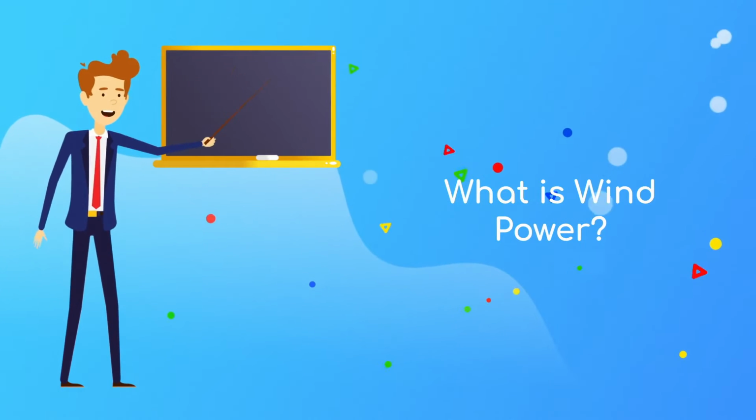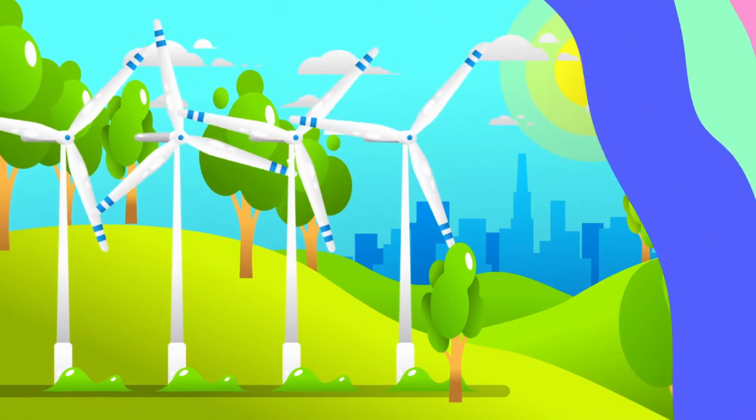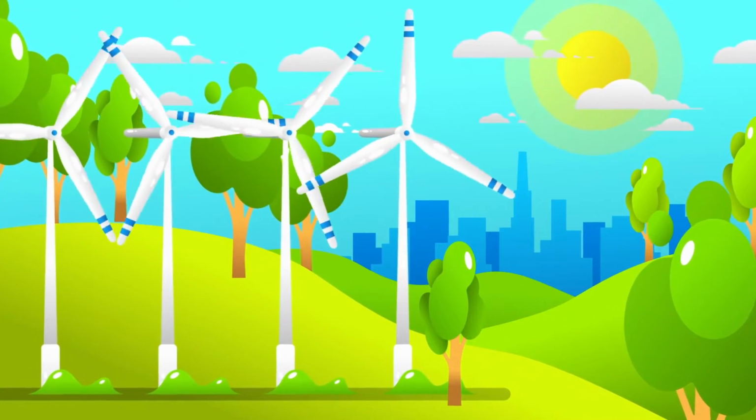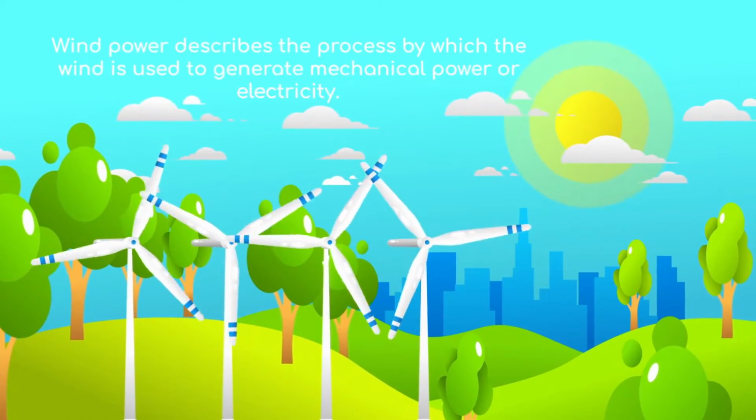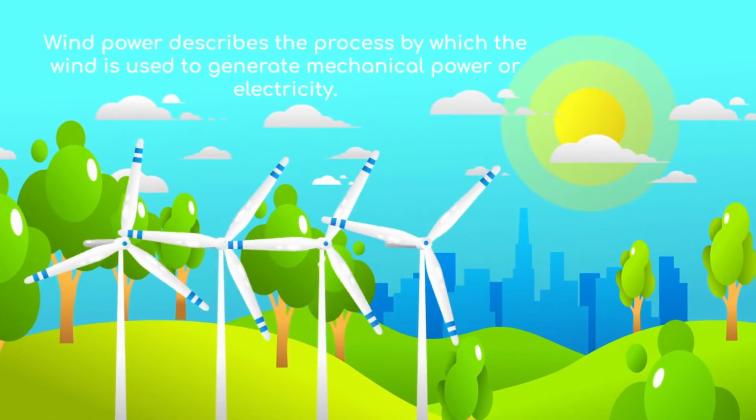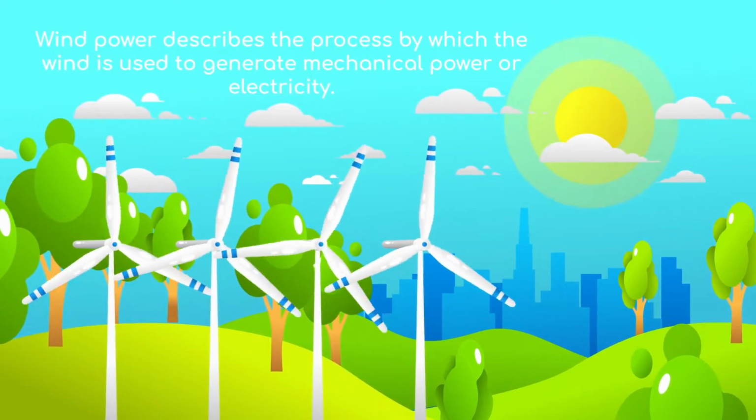What is wind power? Wind power describes the process by which the wind is used to generate mechanical power or electricity. Wind turbines convert the kinetic energy in the wind into mechanical power.